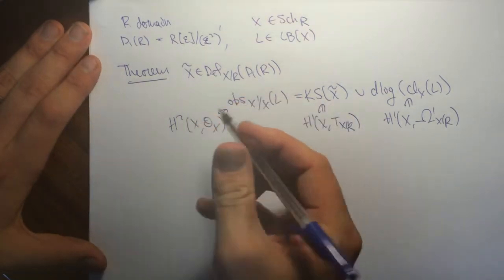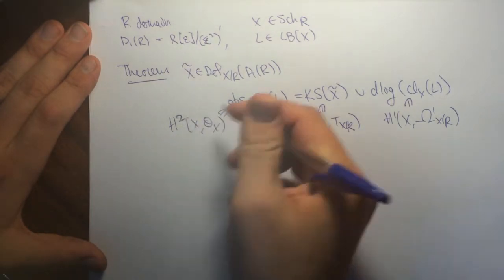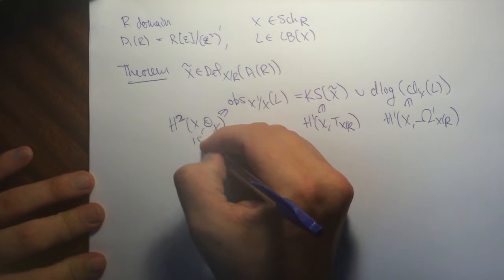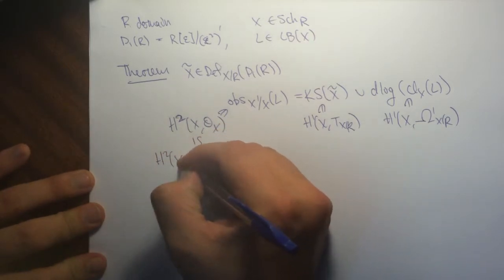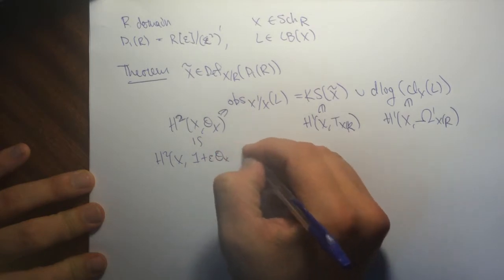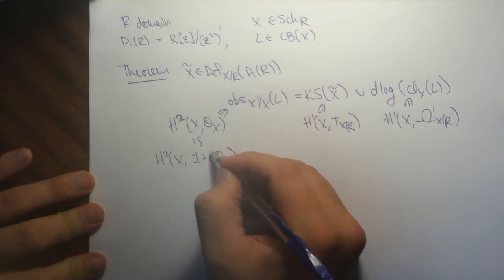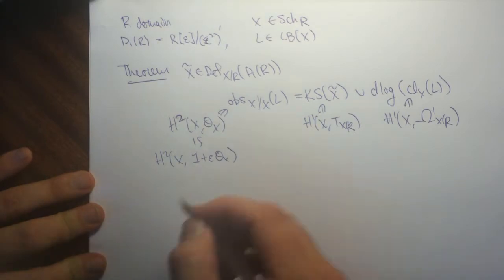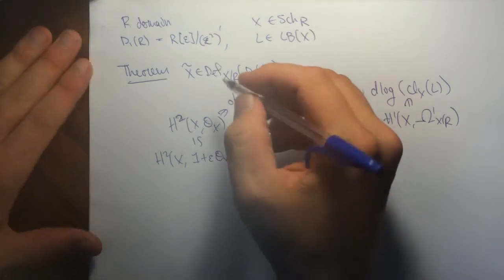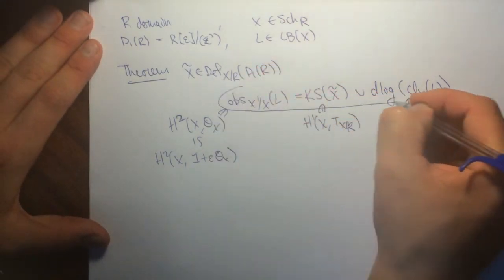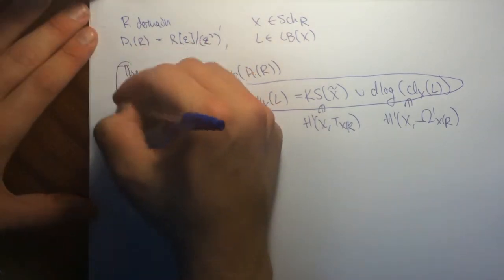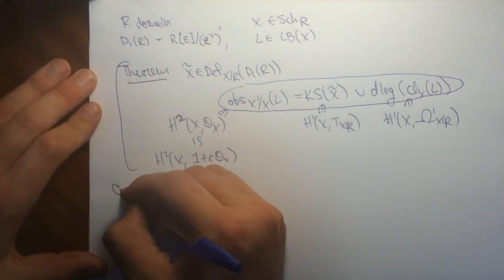But really, if you remember the obstruction class, we've used the isomorphism that this is really H2 of X, and then we do 1 plus epsilon O of X here. So we're really viewing this as a subsheaf of the multiplicative group of X tilde. Okay, so the important formula is this, and this is what I want to show. Okay, so let me say some things that are going to come into play.